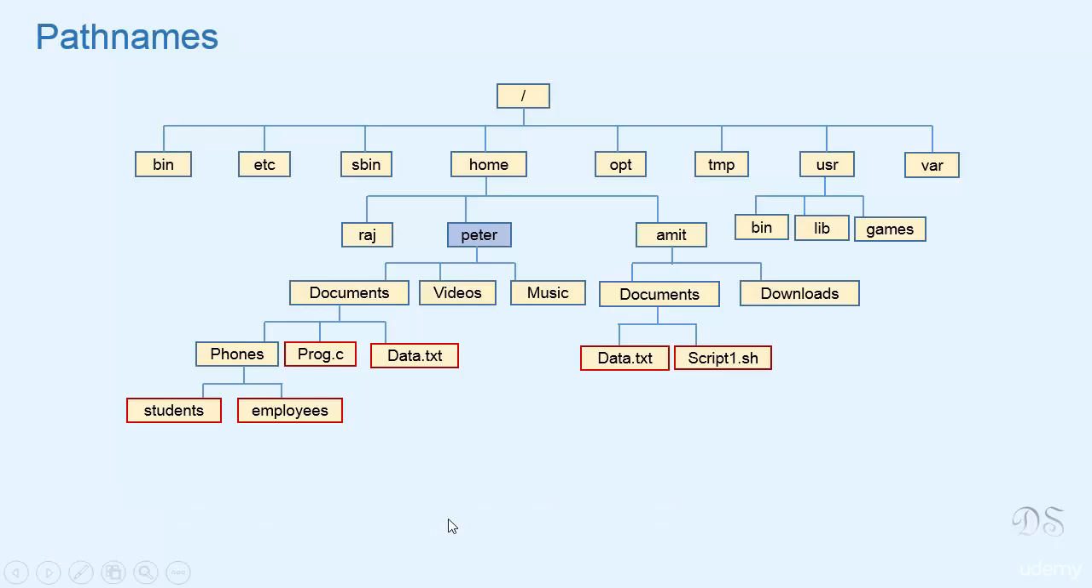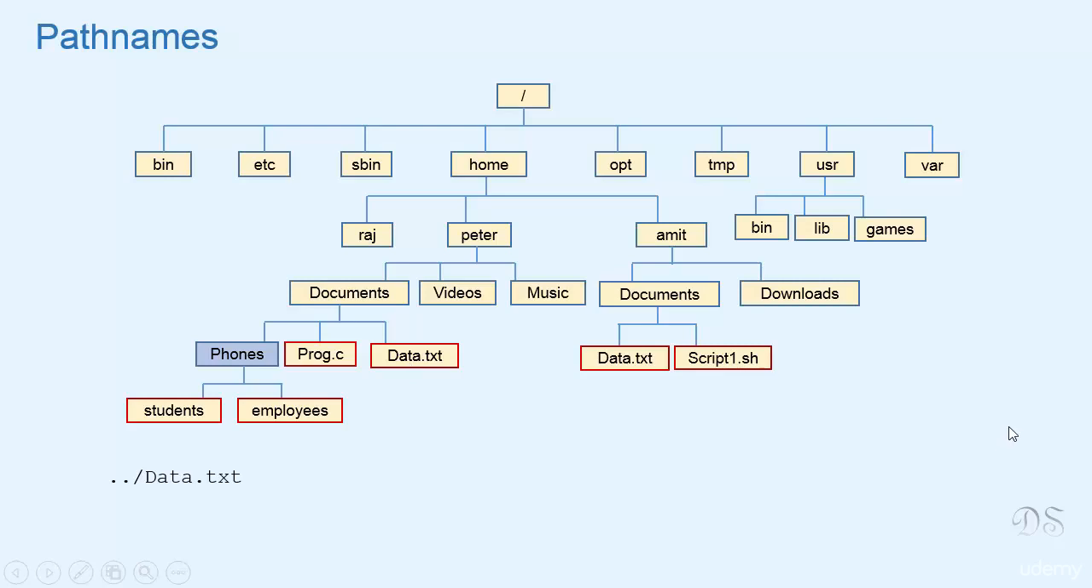Now let's see the path names that begin with a double dot. Inside this directory, if we write this path name, we are referring to this file. This double dot takes us to the parent of current directory, which is home. And from there, we go to Amit, documents and data.txt. Now suppose we are in this directory phones and we want to access this file data.txt. We can specify this path name. This double dot takes us to parent of phones, which is documents, and from there we go to data.txt.